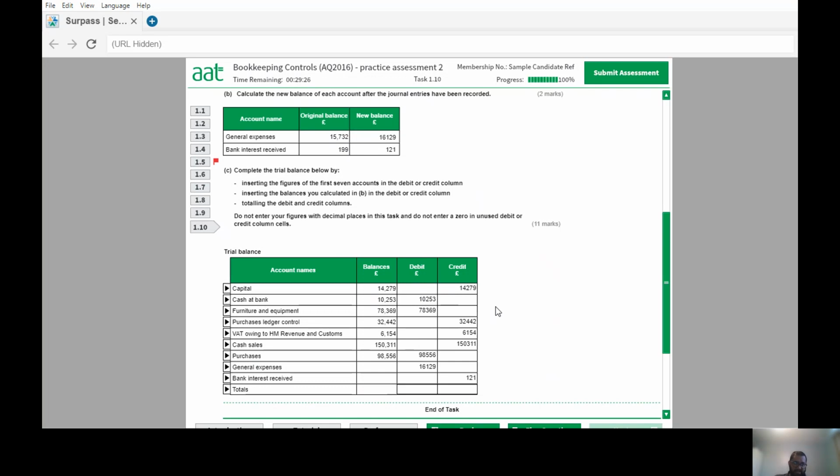Okay, so let's add the debit sides first. 10253 plus 78369 plus 98556 plus 16129. So I'm getting 203307. Okay, so let's see, my credit balance is also matching. 14279 plus 32442 plus 6154 plus 150311 plus 121 gives 203307. It matches my credit balance and the debit balance.